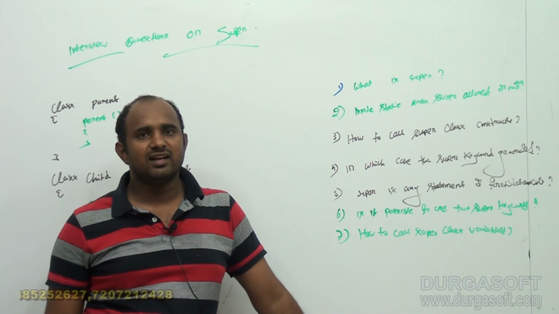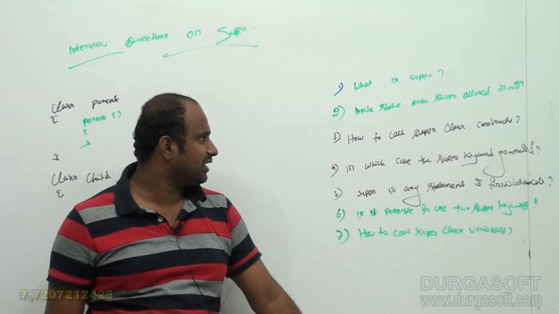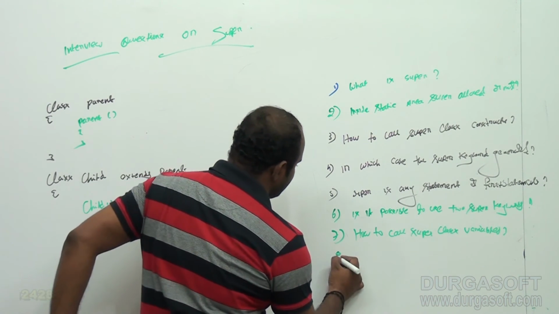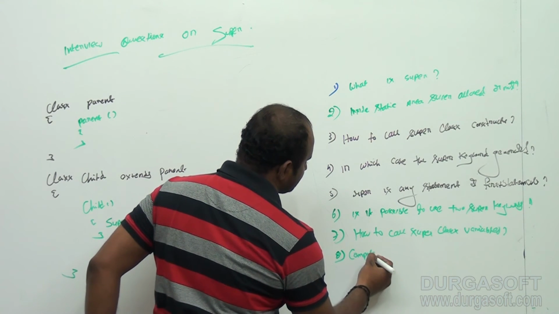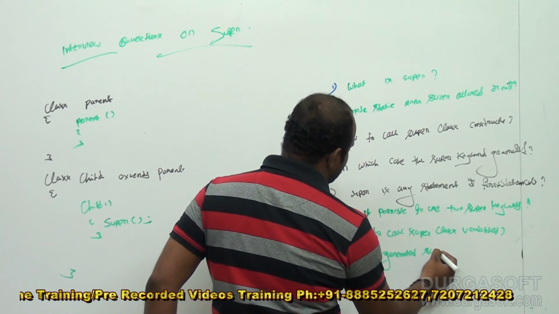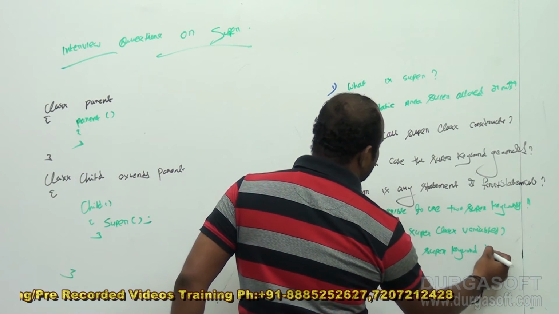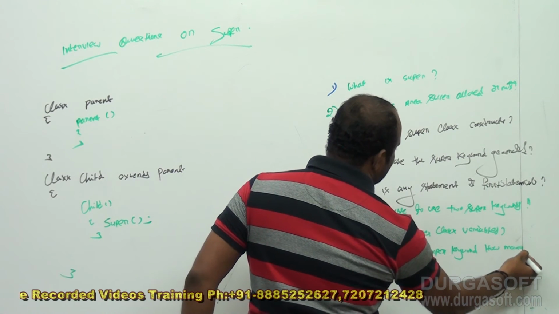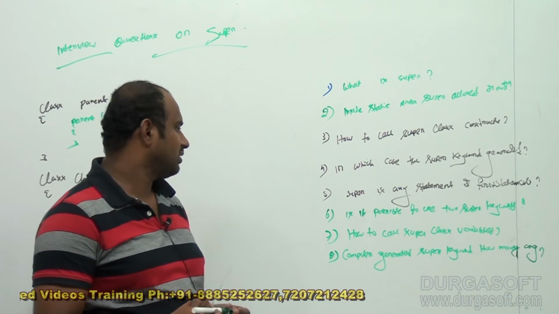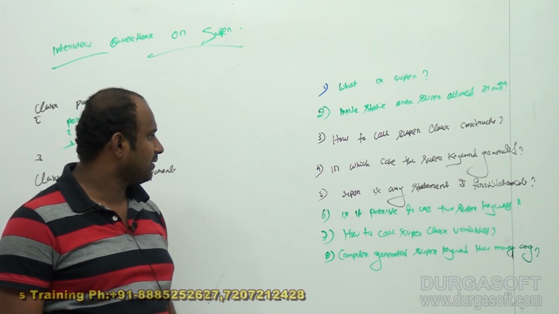Inside the constructor, if you are not declaring the super keyword and if you are not declaring the this keyword, then the compiler generates the super keyword. The compiler generated super keyword is how many argument constructor? Tell me, how many args? Simply, it's a 0 argument constructor, right? Simply 0 argument constructor.